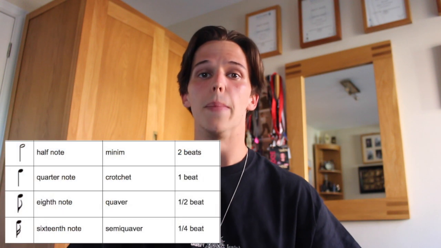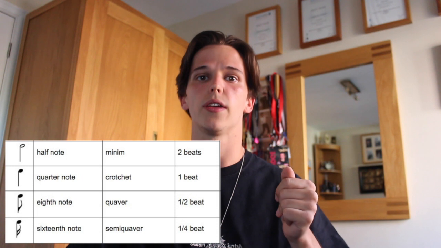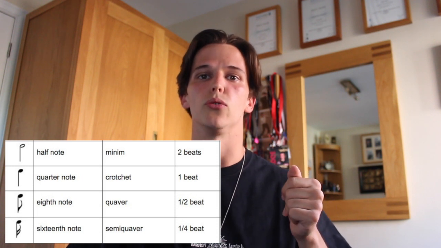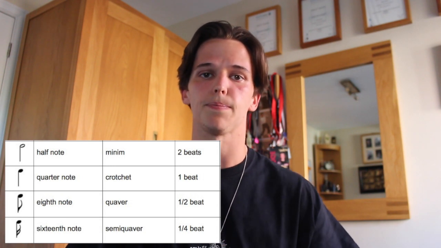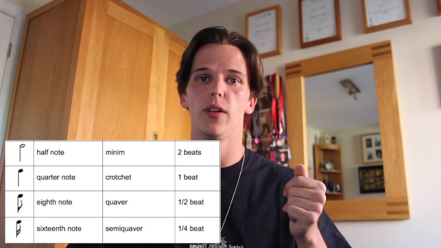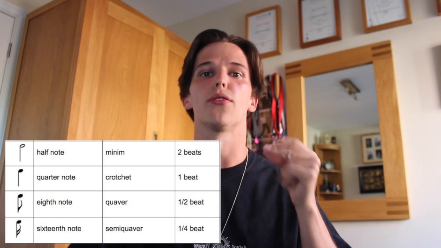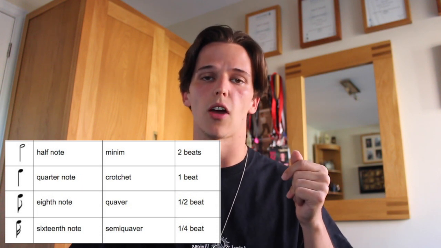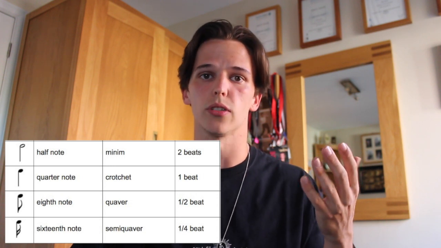Yeah? The British names for those note values are minim, which is the half beat. The single or quarter note value is a crotchet, 1, 2, 3, 4. Then we have quavers, which are our and counts, 1 and 2 and 3 and 4 and. And lastly, semiquavers, which are our 1 e and a, or 16th notes, as Americans would call them.